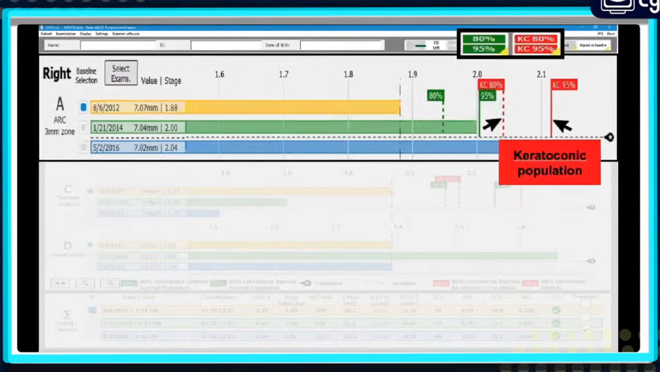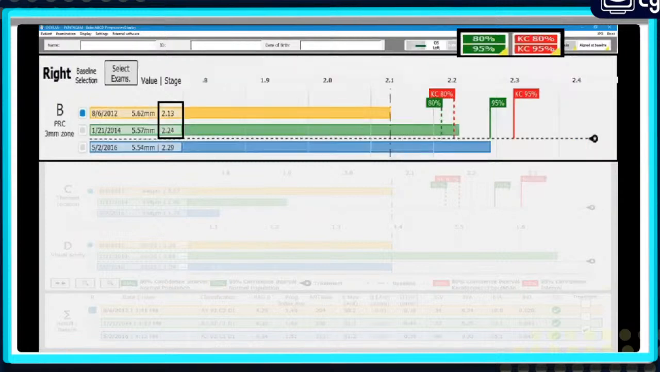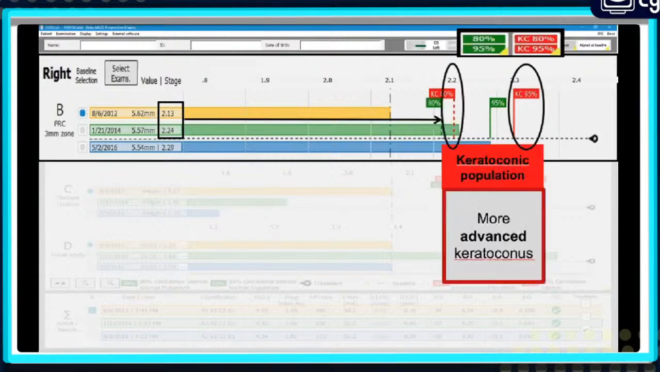Next, you have your keratoconic population confidence intervals, and they appear as red flags. So same as the normal population, the 80% is presented as a dashed line, while the 95% confidence interval is a solid line. So in this example, you see in the box that the B parameter or the posterior cornea has a grading of stage 2. We know that advanced disease will more likely follow the keratoconic population. So in this case, we will use the keratoconic population confidence intervals to determine if there is progression.